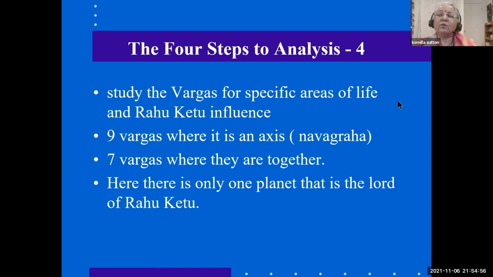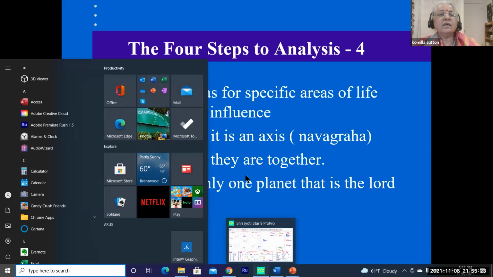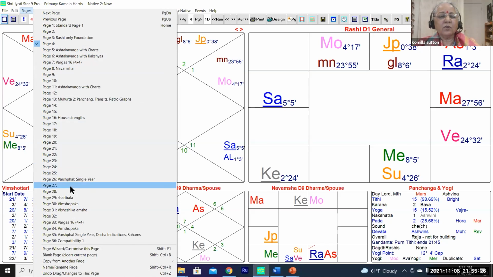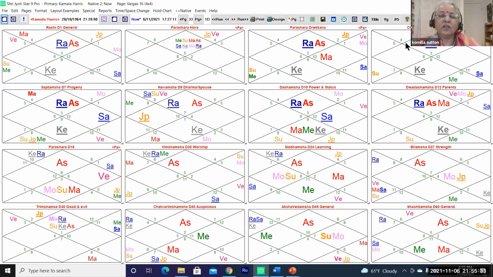And the fourth step about Rahu Ketu, why they are very complicated, is that you have to study the vargas. In 9 vargas it is an axis, and in 7 out of the 16 vargas, they are together. Here there is only one planet that is the Lord of Rahu Ketu. So if we look at the 16 vargas, it's only North Indian here, but it doesn't really matter because we are not analyzing. But if we look here in the Hora, they are together, Rahu Ketu.